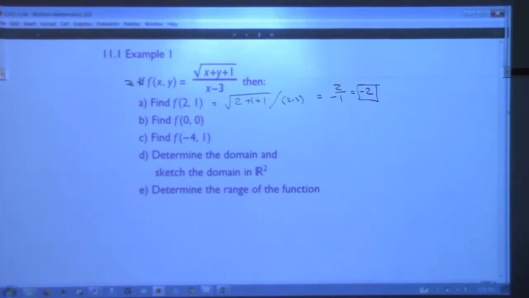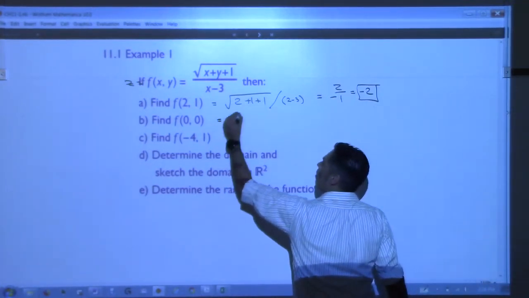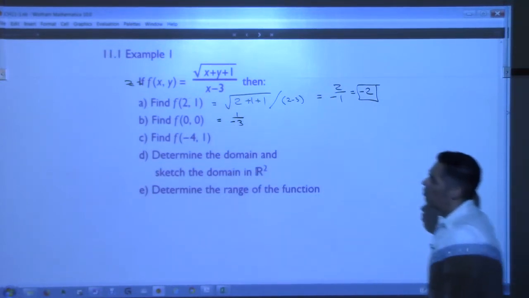How about 0, 0? We get something else? We get 1 over -3. What about -4, 1?